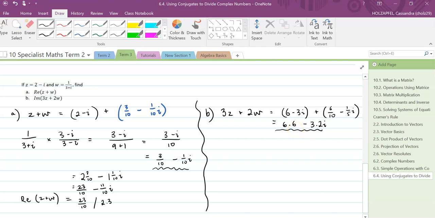All right, so that is how we can use conjugates to realize the denominator. And then once we've realized the denominator, we can go ahead and perform a whole bunch of those simple operations. Oh, sorry, I've just forgotten. We need to do the imaginary component of 3z plus 2w. So that's going to be equal to negative 3.2i.